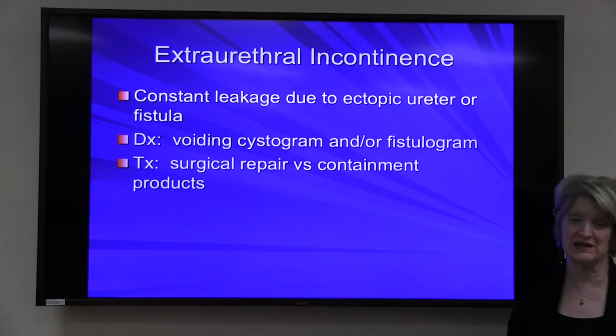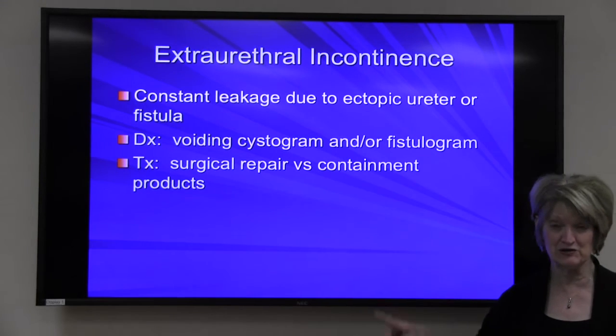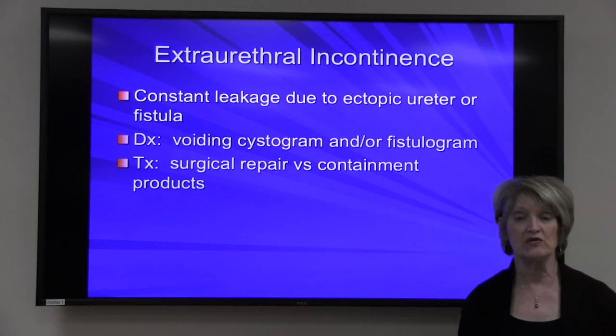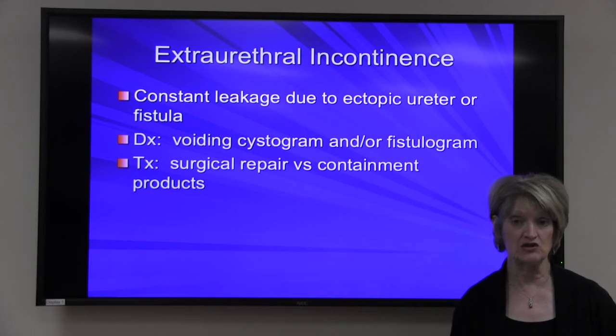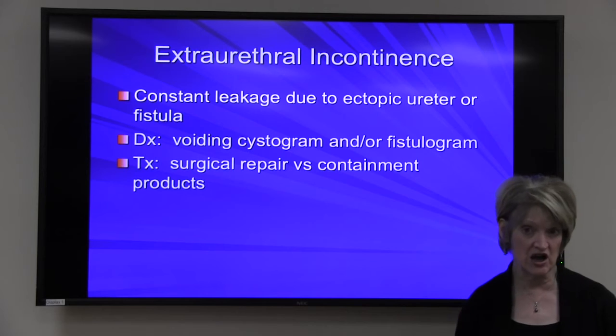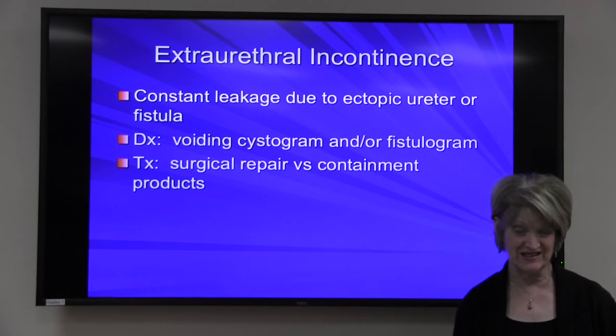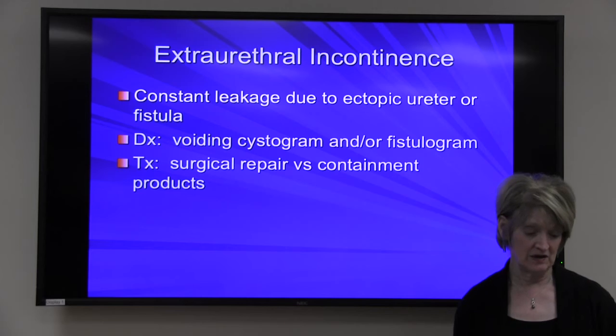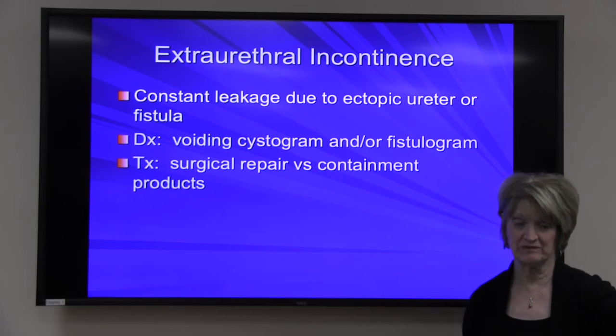Extraurethral incontinence, what did I say? We weren't really going to spend time on it. If you have extraurethral incontinence, you're leaking because you have an ectopic ureter that bypasses the sphincter, or you have a fistula from the bladder to the vagina or the bladder to the skin. The only thing that's going to fix either one of those situations is surgery, and until you can do surgery, you're going to use absorptive products. That's all we're going to say about that.